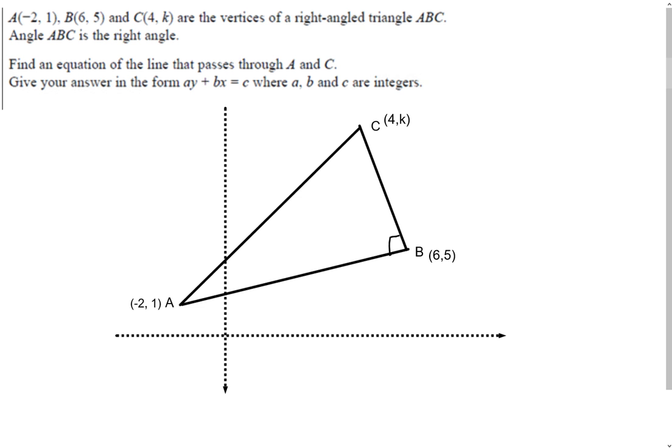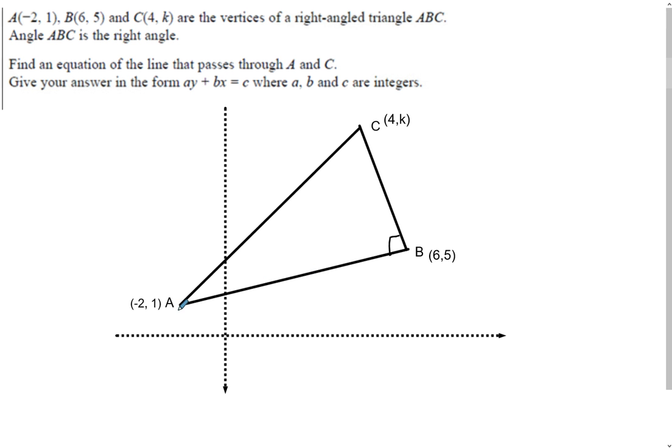Okay, those 3 points, C is 4K, are the vertices of a right angle triangle ABC, so that's your right angle. Find an equation that passes through AC. So again, you know these two lines are perpendicular. So we're going to have to find the gradient of that line, which we can, and then we know that line will have the negative reciprocal. So find the reciprocal, change the sign.